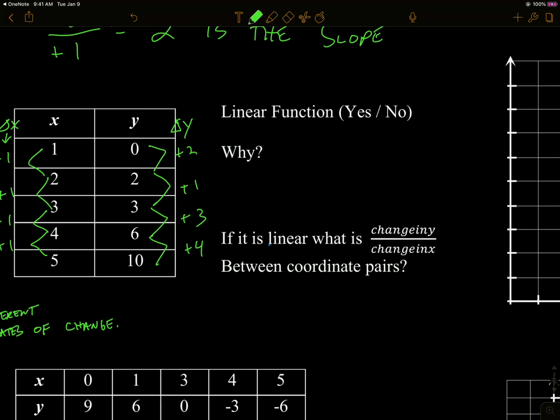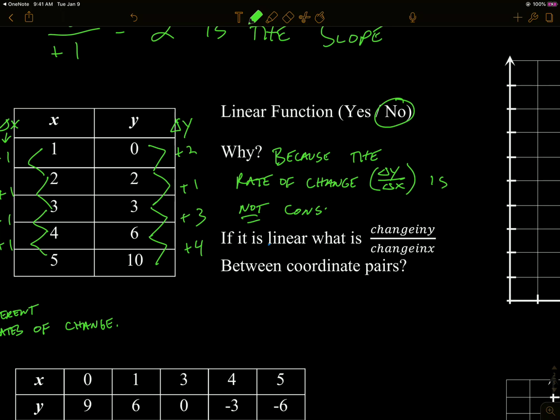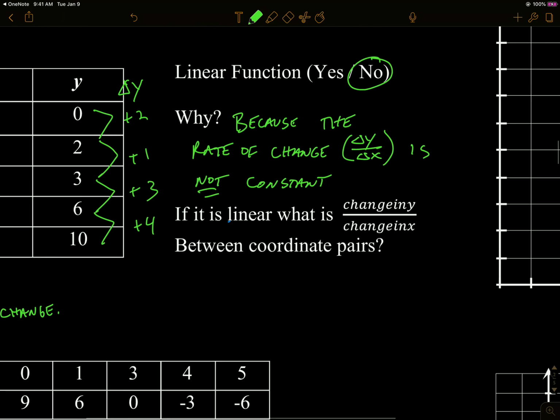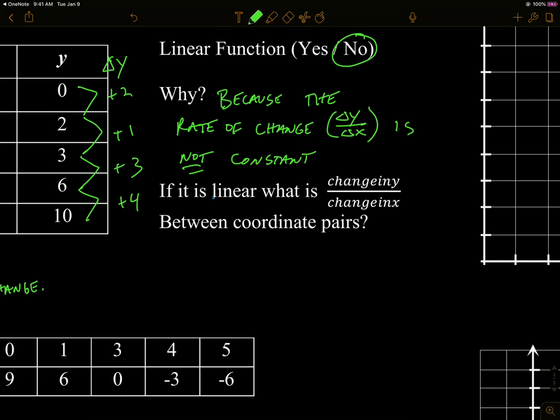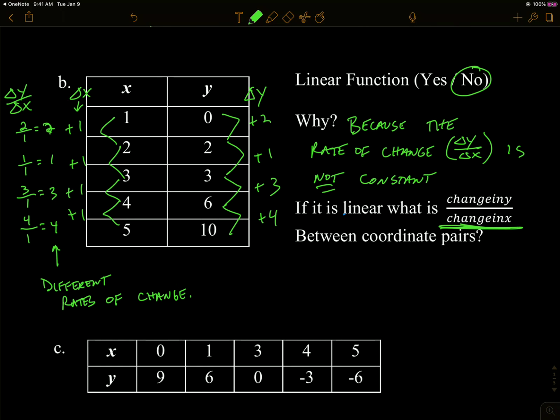All right, so is this a linear function? No. And why? Because the rate of change, which remember, that's defined as the change in y divided by the change in x, is not constant. If it is linear, what is the change in y each time? Well, we can't tell what the change in y over change in x is because it changes every time.